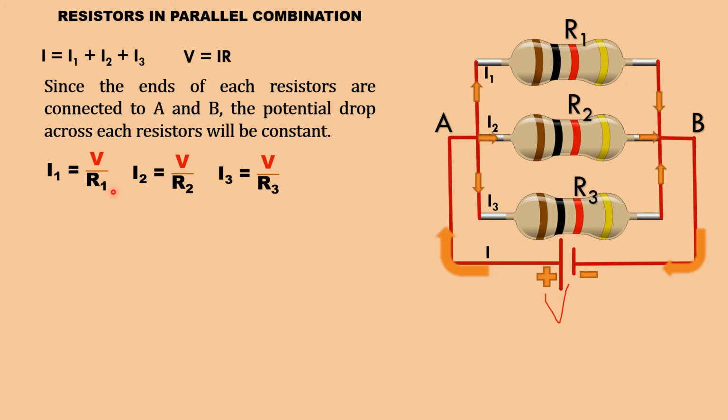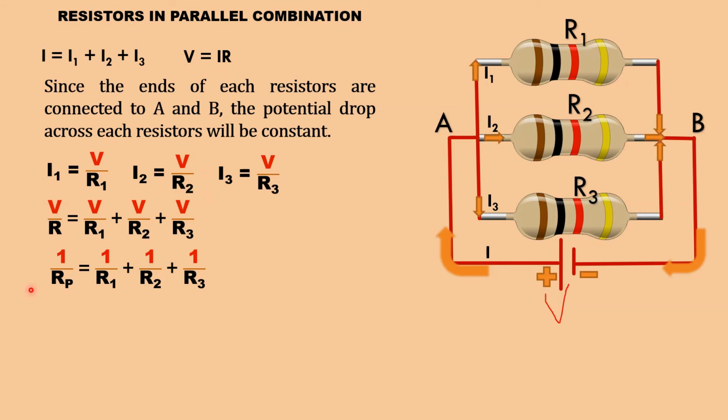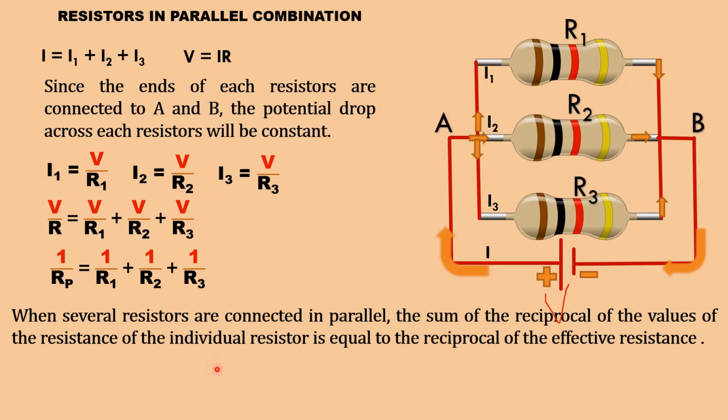Rearranging the equation, I is equal to V by R. So I1 is equal to V by R1, I2 is equal to V by R2, I3 is equal to V by R3. So this is how we can write. And here V is a common term. So we get 1 by Rp is equal to 1 by R1 plus 1 by R2 plus 1 by R3. When several resistors are connected in parallel, the sum of the reciprocals of the resistances of the individual resistors is equal to the reciprocal of the effective resistance. So here we have to consider the reciprocal term.